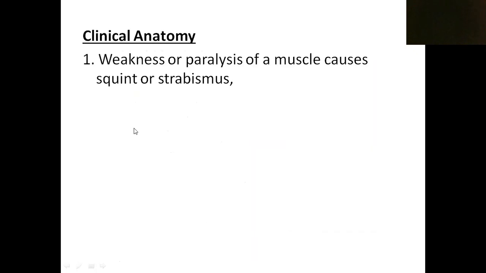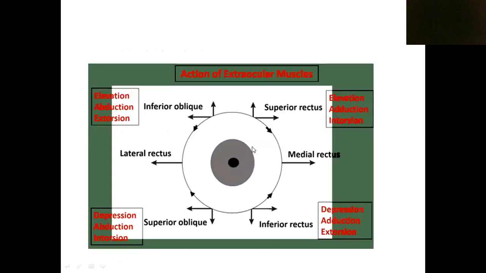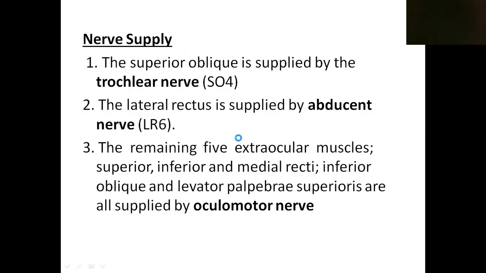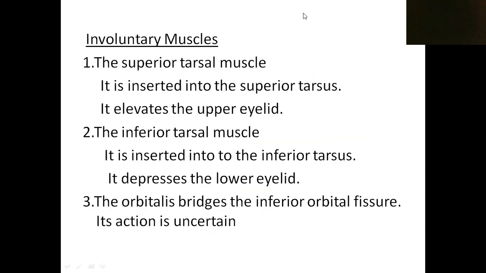Then clinical anatomy: weakness of these muscles causes strabismus. The remaining details of the extraocular muscles you have to read. These are the main points of the extraocular muscles. Okay, thank you.